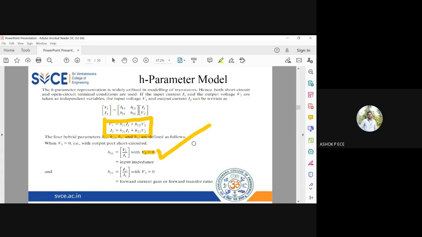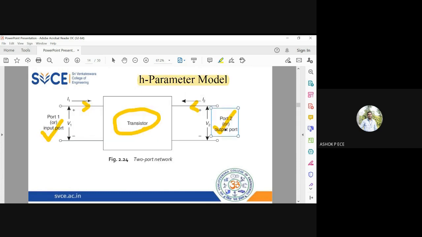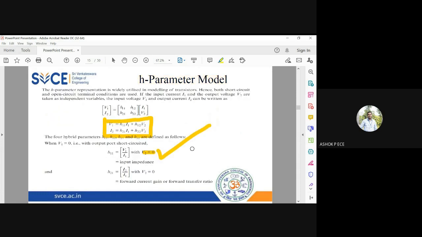Short circuiting means I'm just replacing the output port by a wire. So in the diagram, I'll be replacing this by a wire. This is short circuit. So V2 equal to 0 means I'm going to short circuit my output port. In the second equation also, for V2 equal to 0, you will get I2 equal to H21 I1, and H21 equal to I2 by I1 with V2 equal to 0. This is also short circuiting my output port.